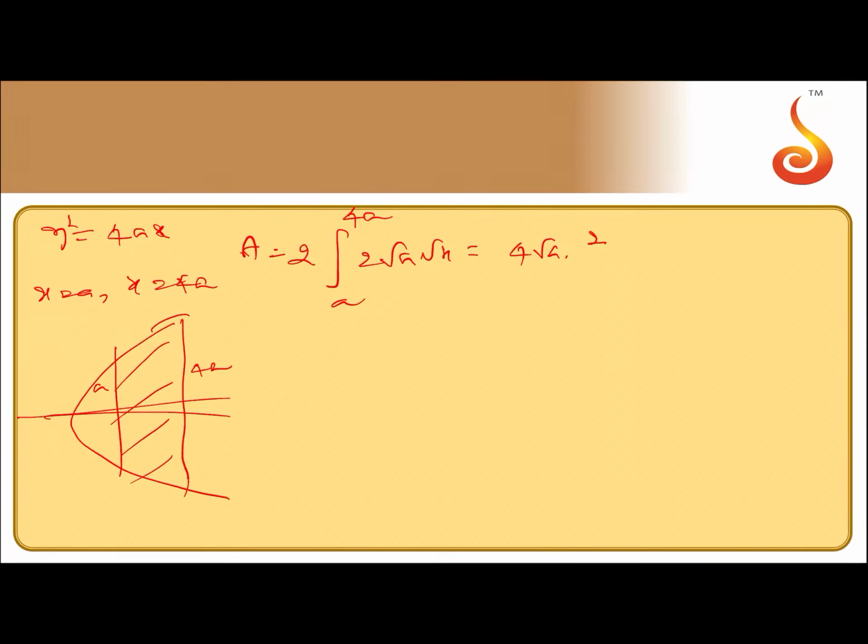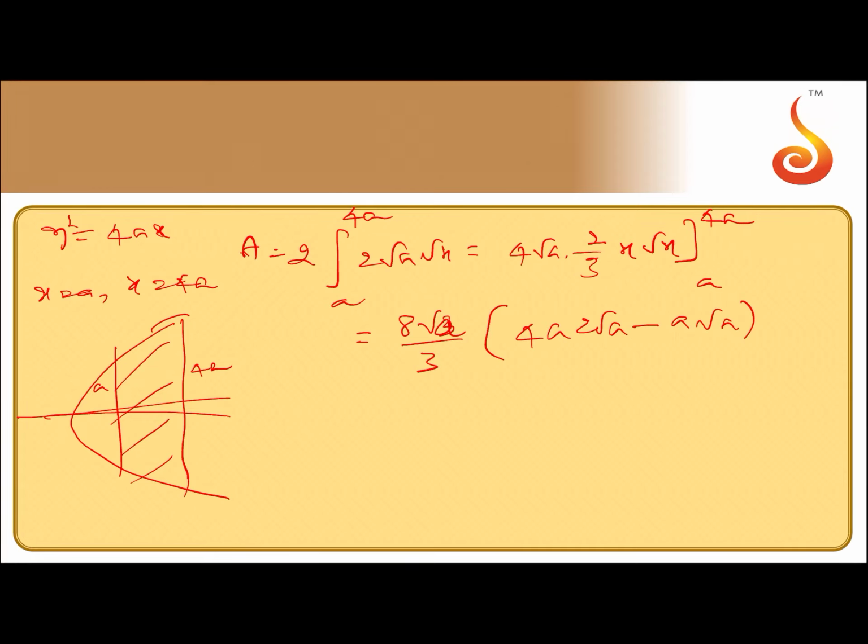That is equal to 4 root a multiplied by 2 by 3 x root x, limits from a to 4a. Okay, that is 8 root a by 3 multiplied by 4a. So 4a multiplied by 2 root a minus a root a, and on simplification, 8 minus 1. 4 2s are 8 minus 1, 7.